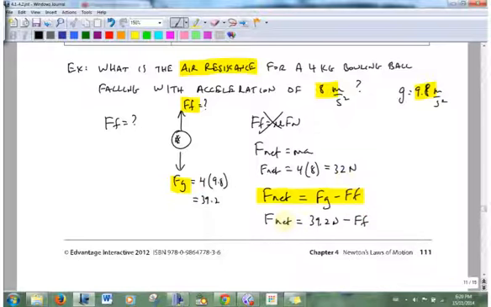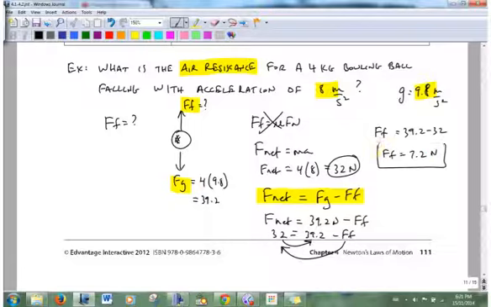But wait a minute, don't I know Fnet? Yeah, that's mass times acceleration. That's 32. So 32 is 39.2 minus Ff. Let's rearrange this. Let's throw this on that side of the equation and change its sign from positive to negative. And if you take the difference there, it looks like we get 7.2. That's a force. It's newtons. And that's your force of friction. Okay? So, that's one way to do it.